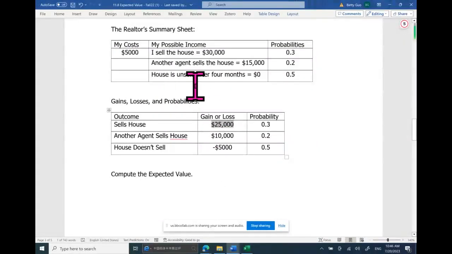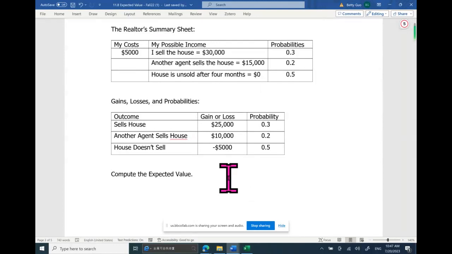If another agent sells the house, then the realtor will get 15 grand, but still has to minus 5,000, and we have 10 grand. That's the profit in the second case. And the last case, the house is unsold within 4 months, then $0. Not just that, the realtor will lose $5,000 because he advertised, right? So those three values are all the possible values for the profit of the realtor.